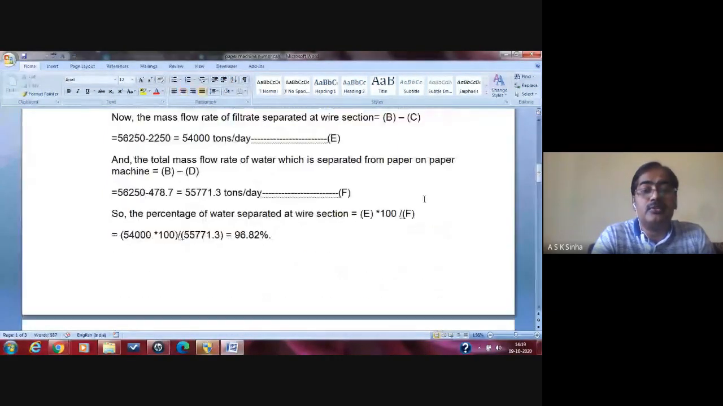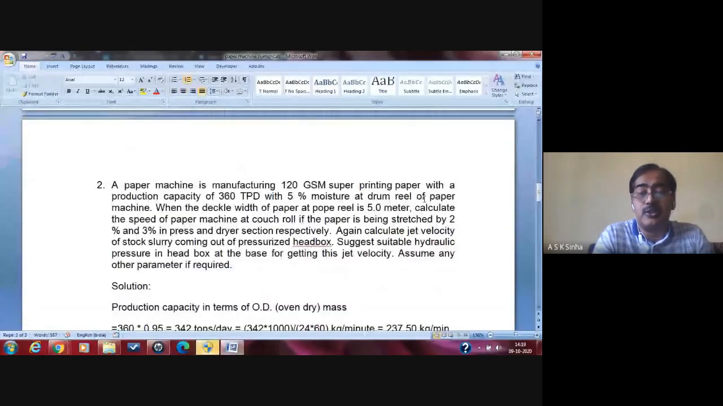And then the second numerical is about the manufacturing of paper which is 120 GSM super printing paper with the given production capacity and the moisture percentage. So let us see here.